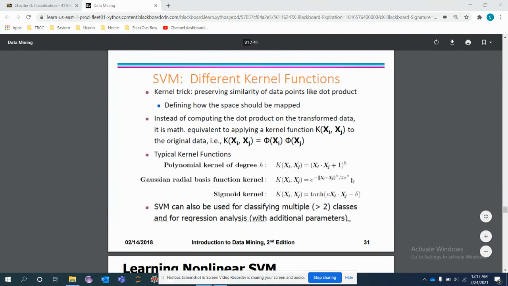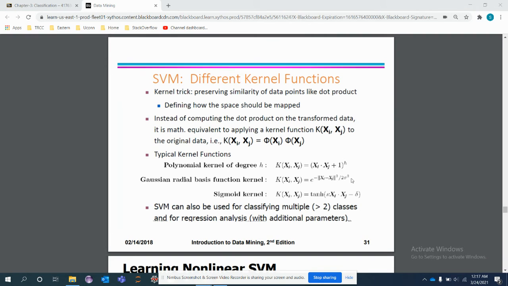Let's see different types of kernel functions that we just discussed in our nonlinear SVM. SVM algorithms use a set of mathematical functions which are defined as kernels. The function of a kernel is to take data as input and then transform it into a required form. Different SVM algorithms use different types of kernel functions. Some of the functions that are often used are provided here: the polynomial, radial basis function, and sigmoid.